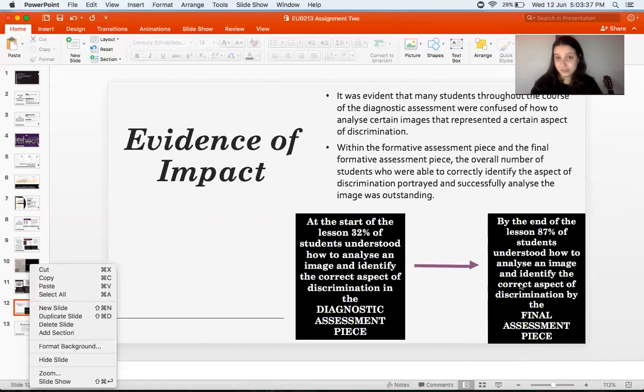By the end of the lesson, after doing the final formative assessment and the formative assessment in the middle of the lesson, 87% of students understood how to analyse an image and identify the correct aspects of discrimination by the final assessment piece. So this was quite a big difference, from 32% to 87%. I was quite stoked as a teacher, to be quite honest, to know that the majority of students had quite a great understanding of what discrimination was and how they could analyse that through the use of text and images.